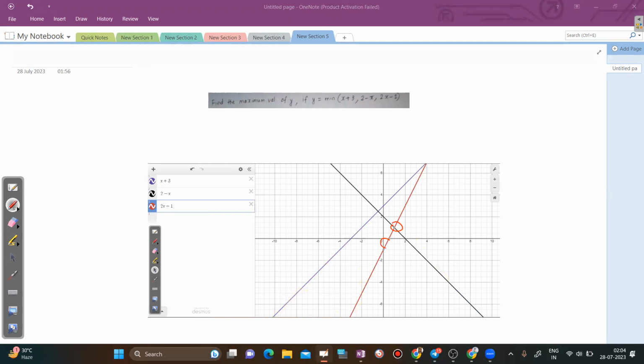It is the intersection of this red line, red means 2x minus 1, and this green line, 2 minus x. Okay? So 2 minus x equals 2x minus 1. So this becomes 3x, and this becomes 3. So x equals 1. Okay? x equals 1, plug in over here. So 2 minus 1 is 1. Okay, so the minimum of these three is 1. So 1 is the answer to this question.